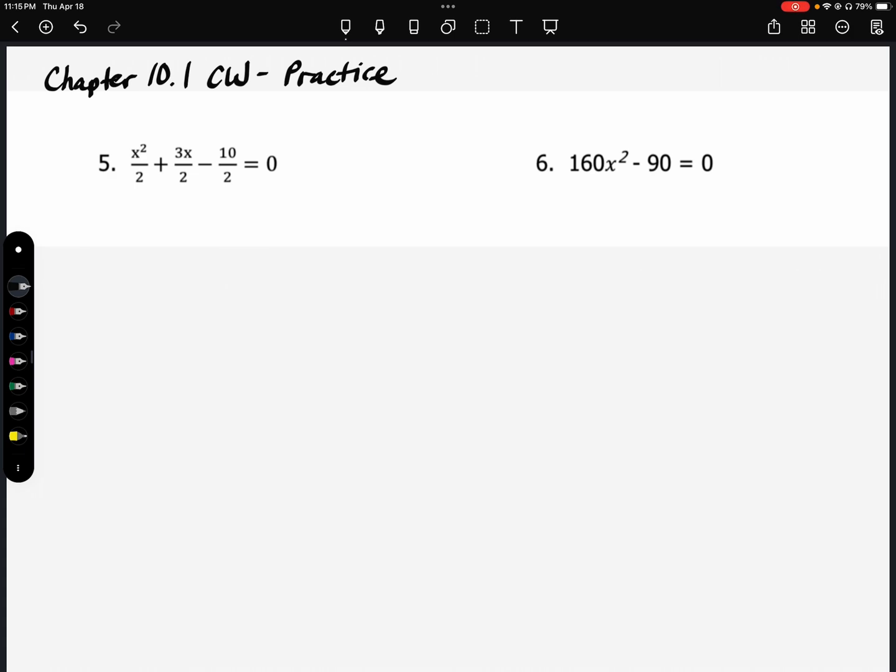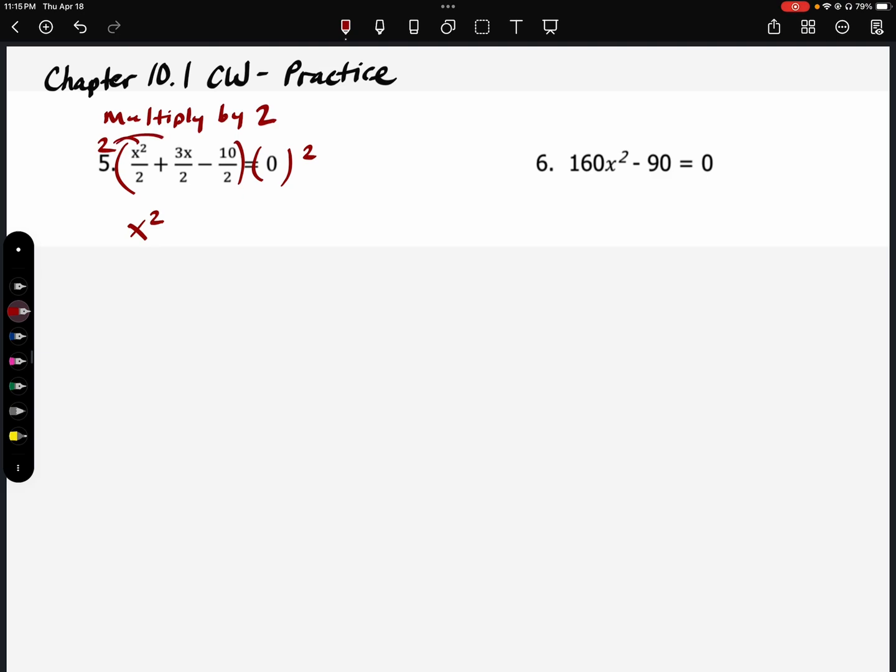You'll see we have x squared over 2 plus 3x over 2 minus 10 over 2 equals 0. Question is, what can we do to make this look easier? Well, since they're all being divided by 2, we're going to multiply by 2. So we're going to multiply everything in the equation by 2. So when I do 2 times x squared, I get a 2x squared, but then I divide by 2, they cancel, and it gives us just x squared.